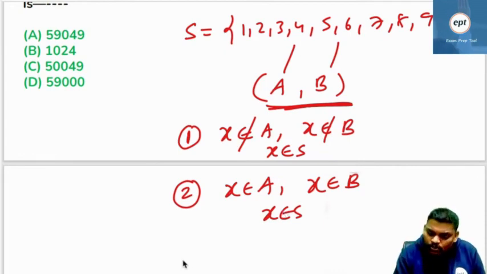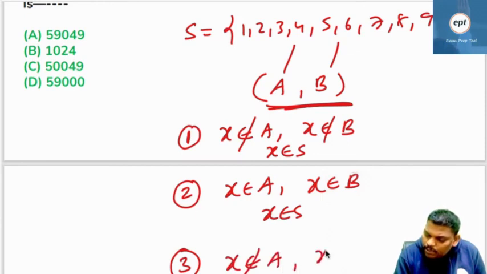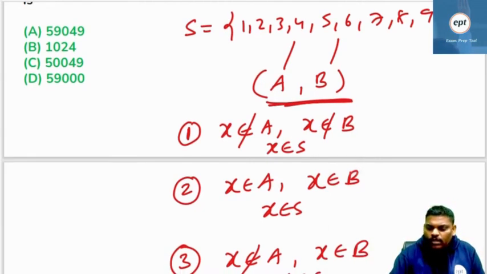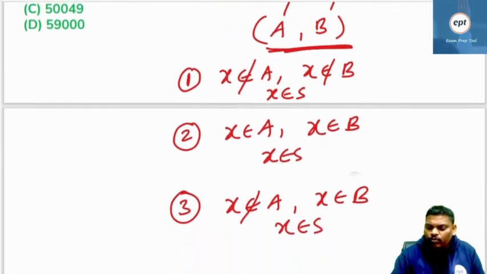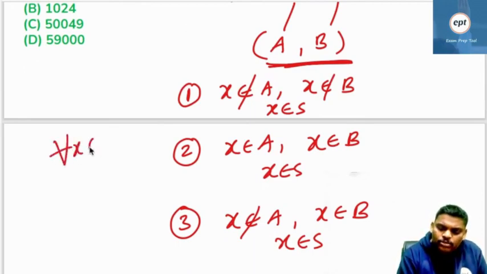And one more possibility if you observe: the element X you are taking is not in A, but it is in B. That is also okay, and X belongs to S. So for every element you take, one of these things should happen. For all X belonging to S, either this should happen.